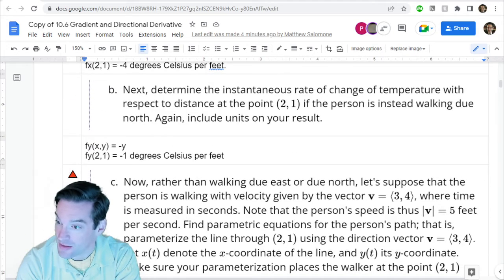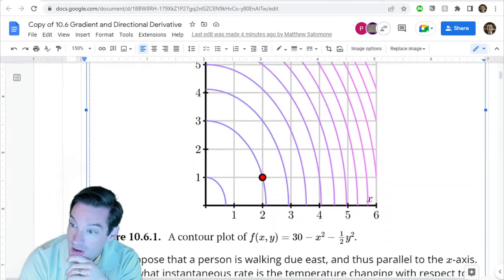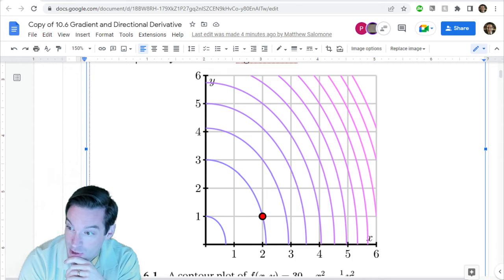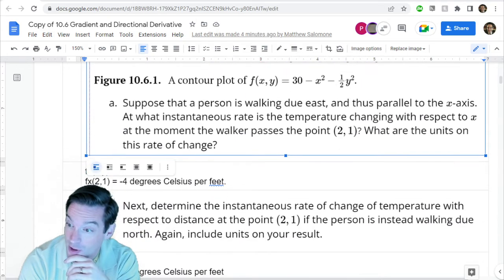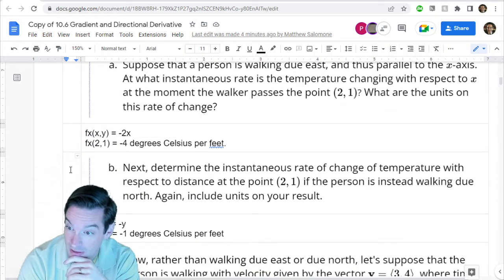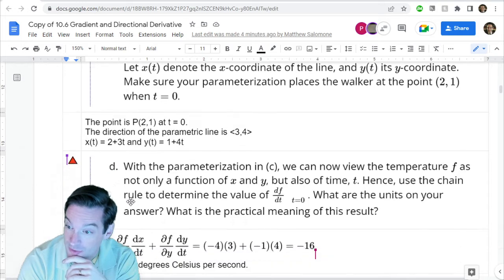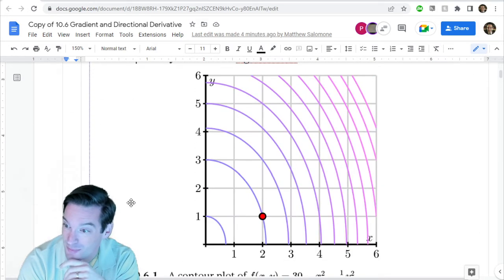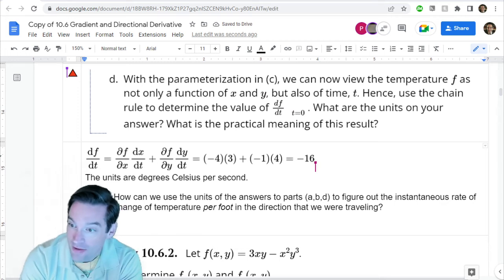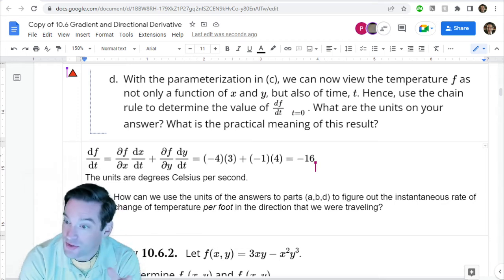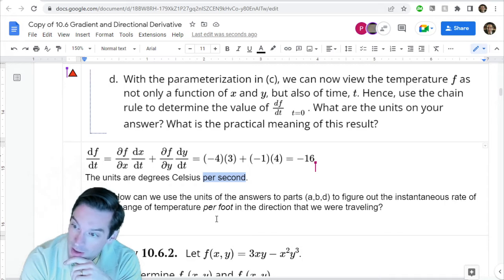So let me ask the quick question here. What is the big difference in units between the partial derivatives that you computed in the beginning here and the time derivative that you computed in the last part? We have an understanding of how quickly the temperature is changing per second. So units here are degrees Celsius per second.